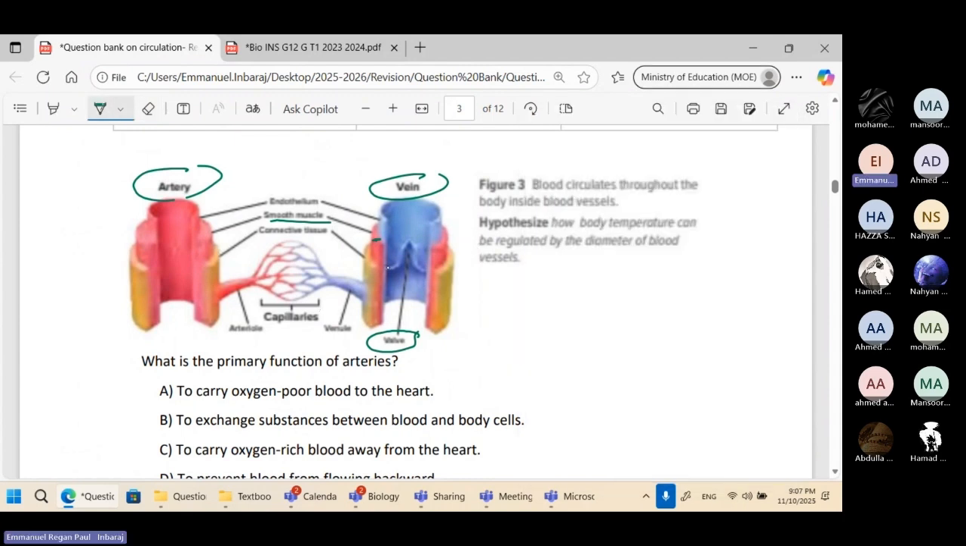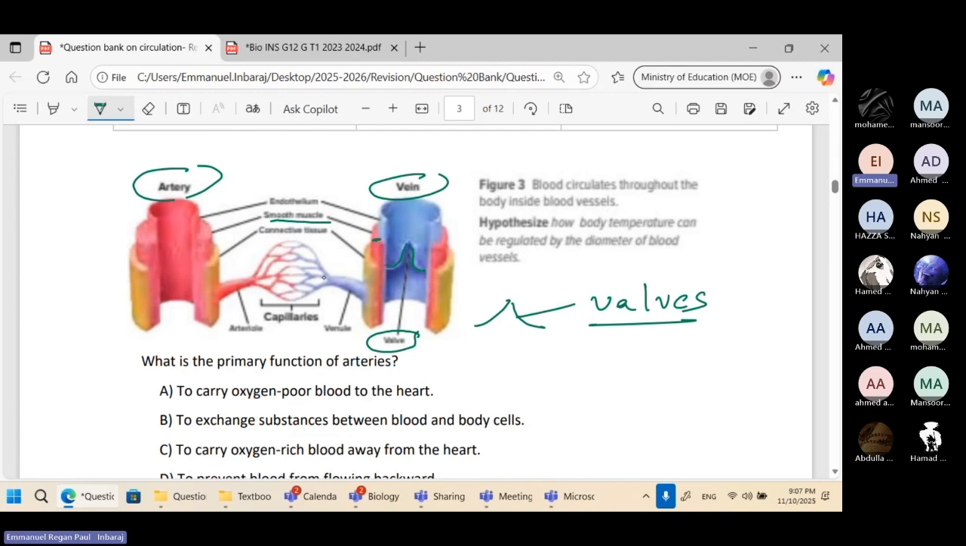See, this is called a valve. This too. It goes like this. This is a valve. Valves are found only in the vein. You cannot find them anywhere else. So valves are found only in the vein. So this picture will come.